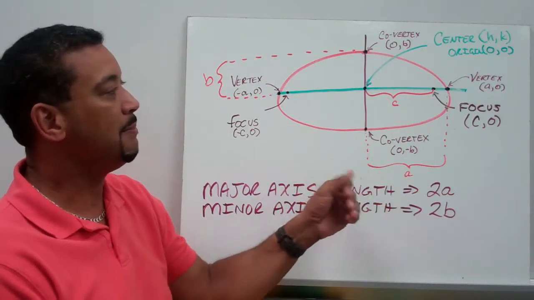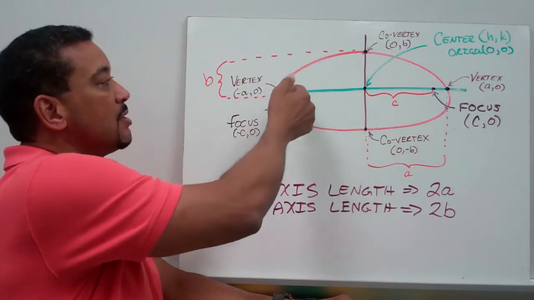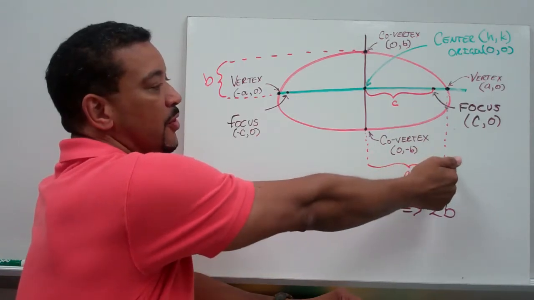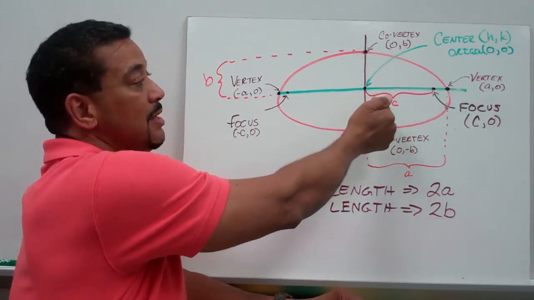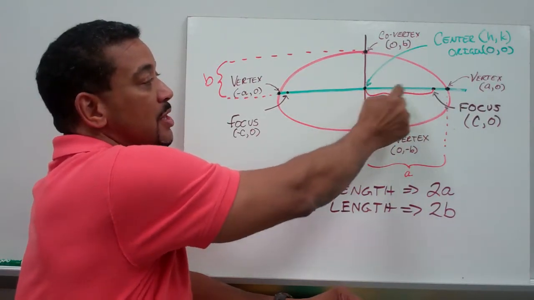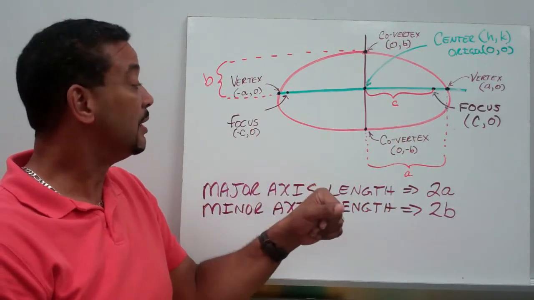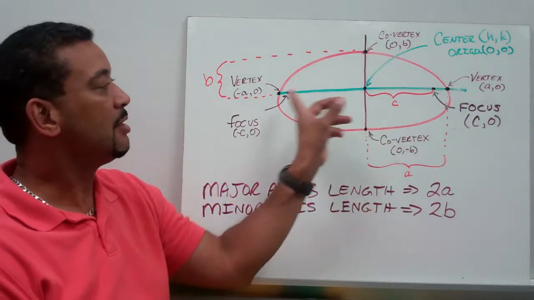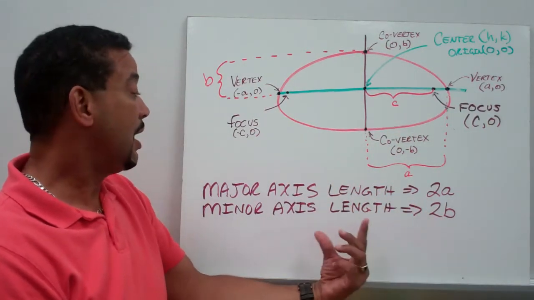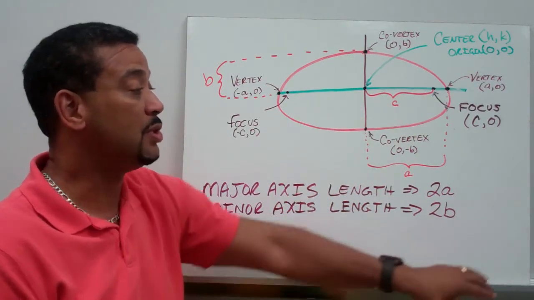Now the reference for a, b, and c: b is your distance from your co-vertex to the center. a is the distance from your vertex to the center, and c is the distance from the center to a focus, because we have two of those, which we call foci. So in this case, (c, 0) or (negative c, 0). Whether it's horizontal or vertical, the length of the major axis is 2a, and the length of the minor axis, major being larger, minor being smaller, is 2b.